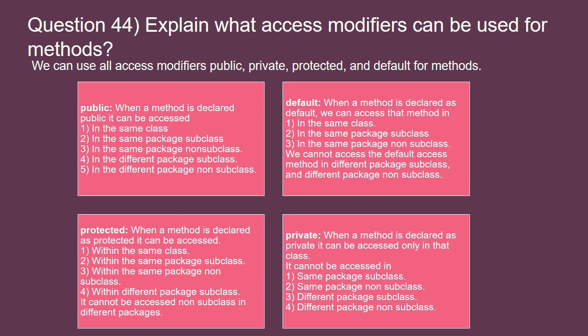Question 44. Explain what access modifiers can be used for methods. We can use all access modifiers: public, private, protected, and default for methods. Public: when a method is declared public, it can be accessed. 1. In the same class. 2. In the same package subclass. 3. In the same package non-subclass. 4. In the different package subclass. 5. In the different package non-subclass.